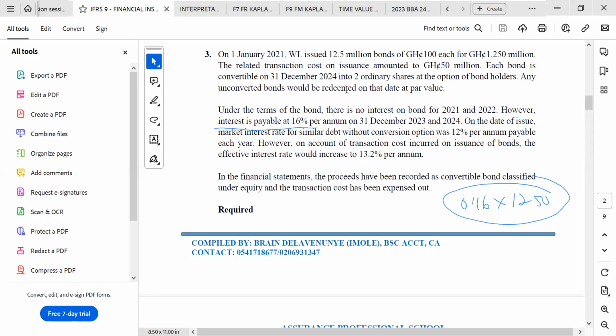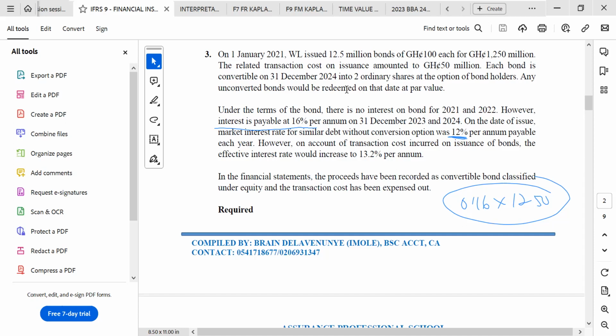Interest is payable per annum on this. But the convention, this one we had the convention is 12%. 200 million. So what is the amount there? How much are we going to get? 200 million.